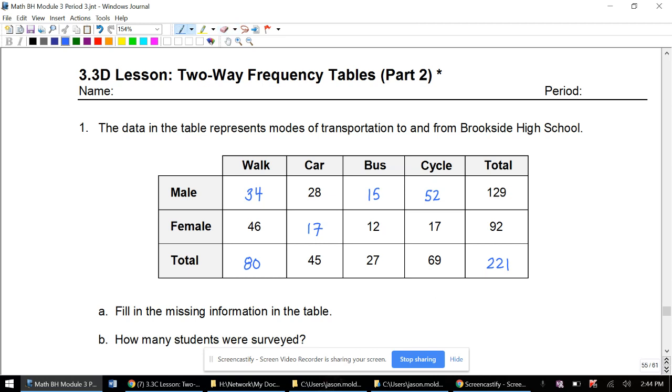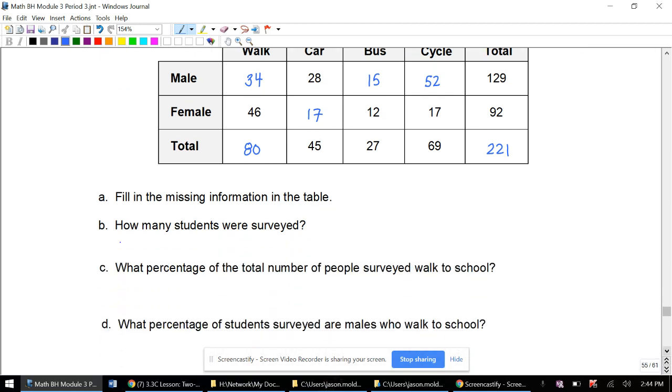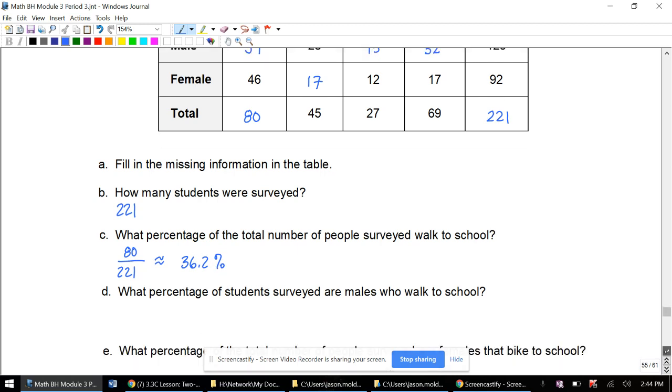B, how many students were surveyed? It was 221. What percentage of the total number of people surveyed walked to school? And the number of students that walk of the 221 is 80, which is going to be 36.2%. Again, we're going to round this either to the nearest percent or we can go to one decimal place.